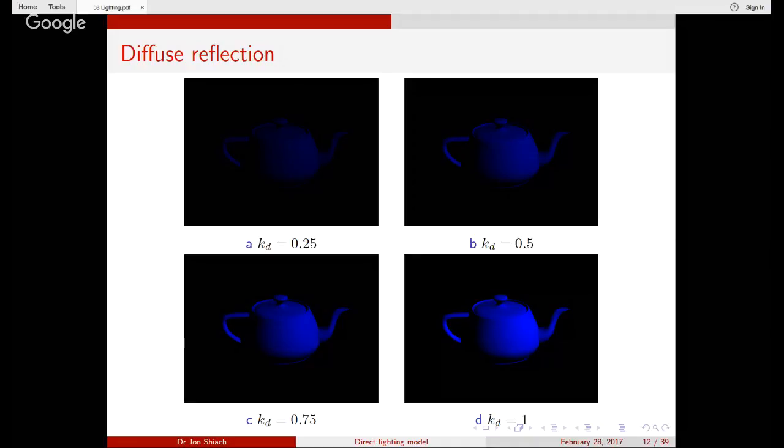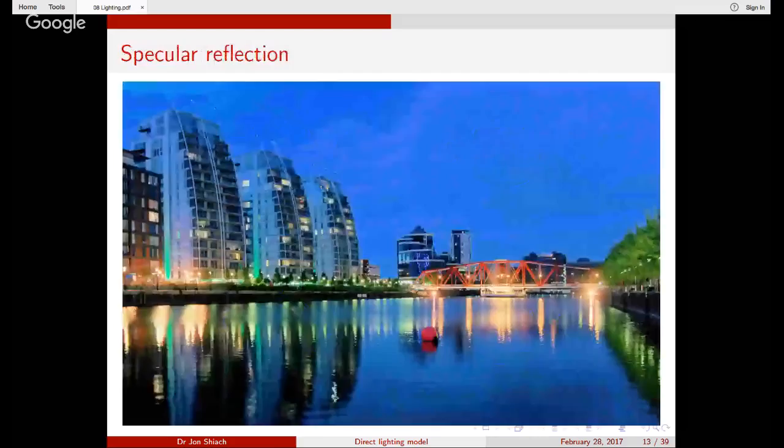One thing you notice is that the surface of that teapot looks dull. It's not shiny at all. So the next thing we're looking at is the idea of specular reflection.